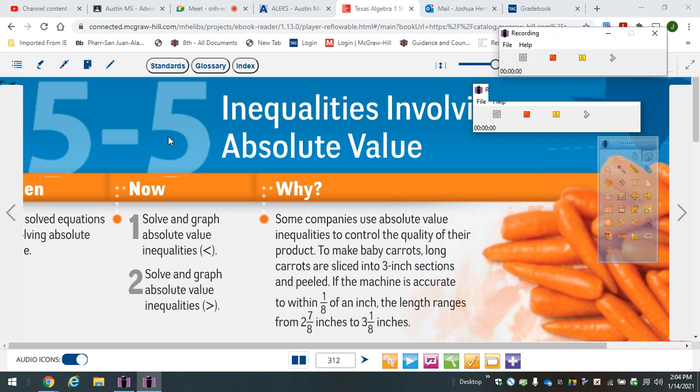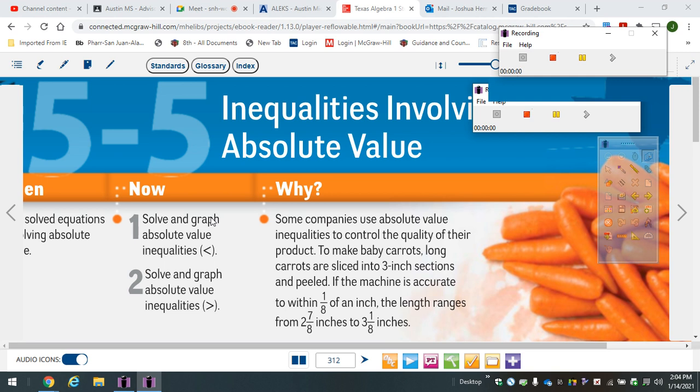Okay, we're going to do 5 inequalities involving absolute value. So go back to 6th grade. Absolute value is like the distance, okay? Doesn't matter how you talk about distance, it is always positive. So the distance away from 0. Usually absolute value refers to the distance away from 0, okay?